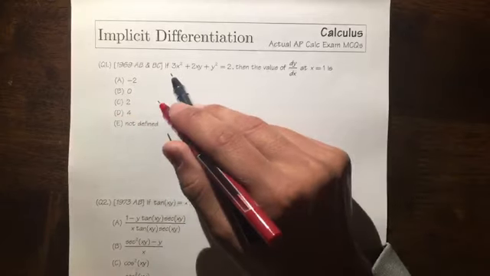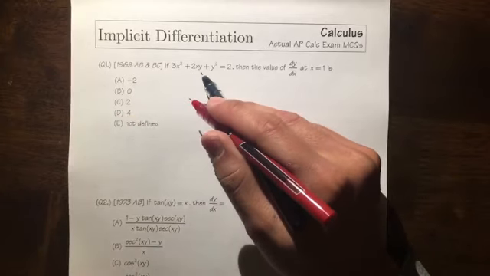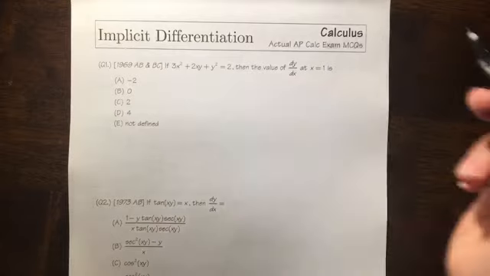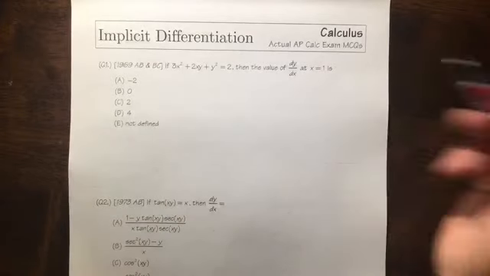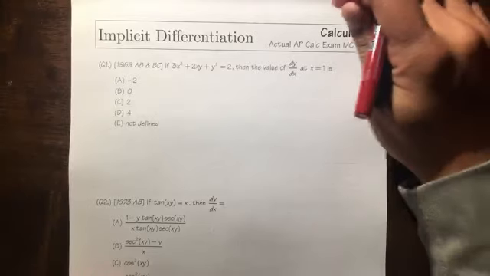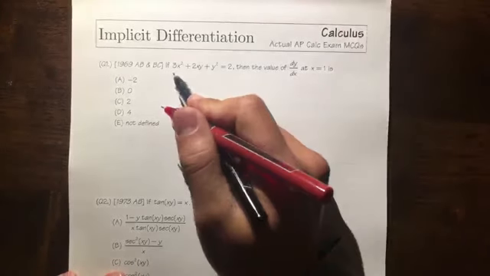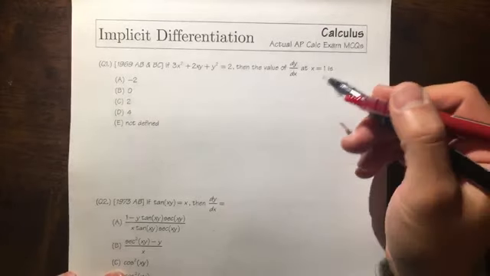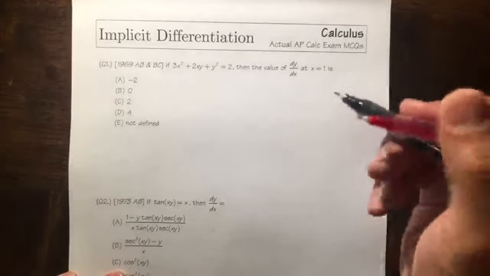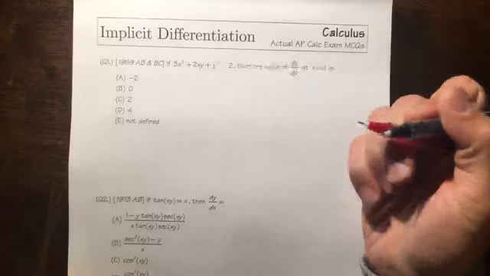The question is, if 3x squared plus 2xy plus y squared is equal to 2, then we're trying to find the value of dy/dx at x equals 1. This is how we can do it. We are going to get the derivative of this, and we have to actually get the x value and also the y value, but let's take a look at the derivative first.